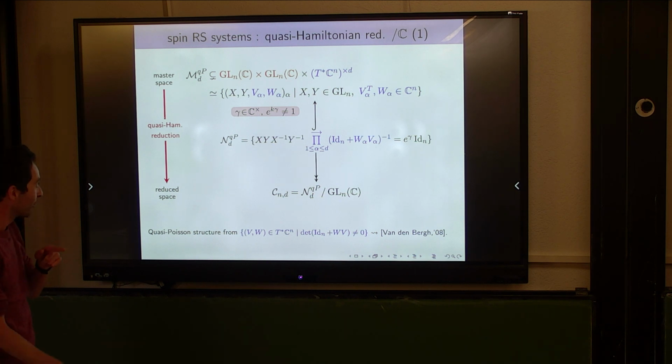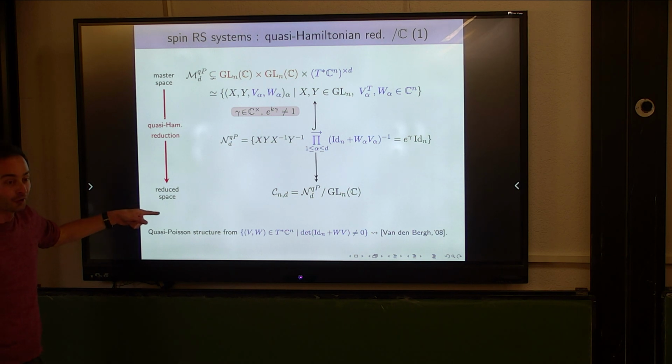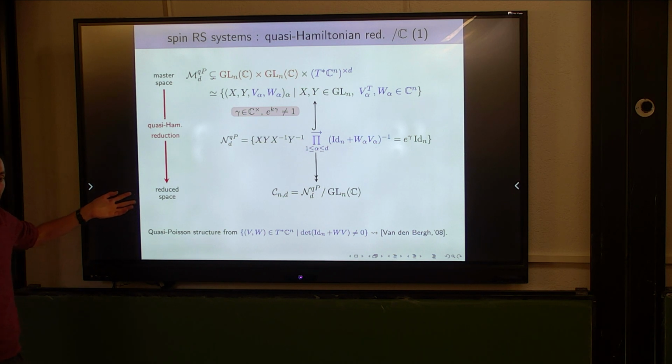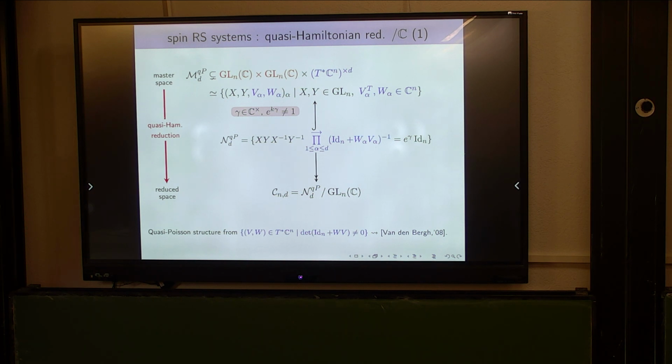And maybe to motivate what we will do in the real case, it's because it's not an exponentiation of T star Cn, but up to making some local changes, it can be put in that form. So in the real case, we will really be exponentiating T star Rn.